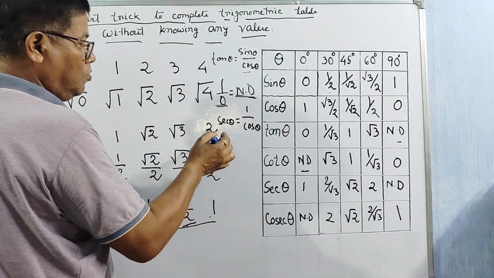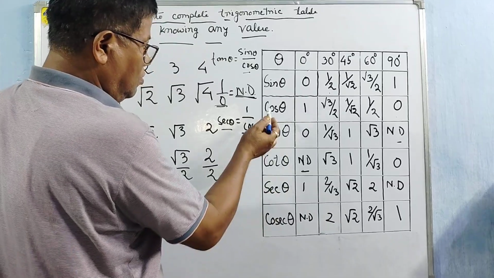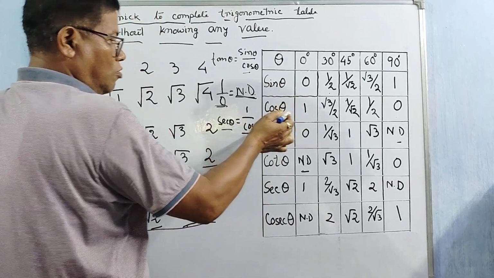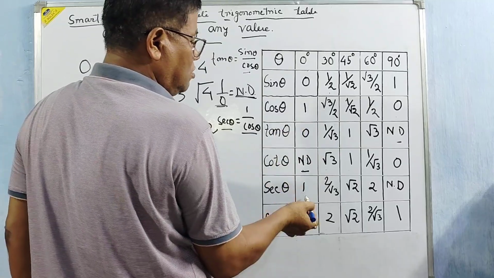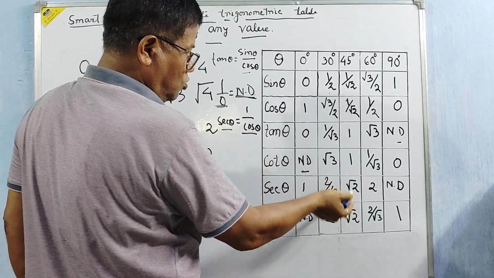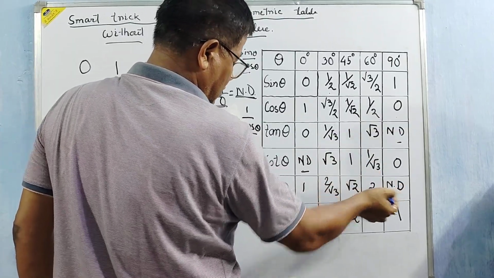For sec theta, we know sec theta equals 1 by cos theta. So we just take the reciprocal value of cos theta. The reciprocal of 1 is 1. Reciprocal of root 3 by 2 is 2 by root 3. 1 by root 2 is root 2. Half is 2, and the reciprocal of 0 is not defined.